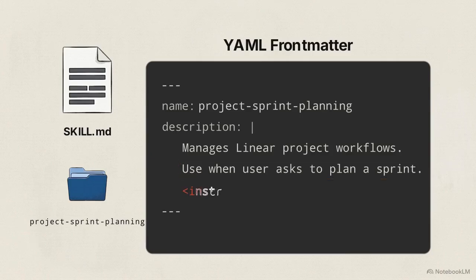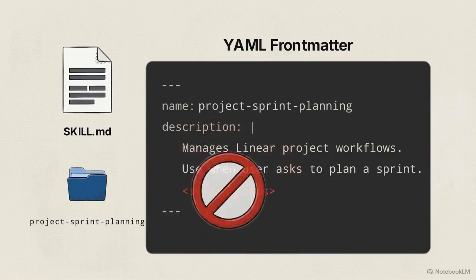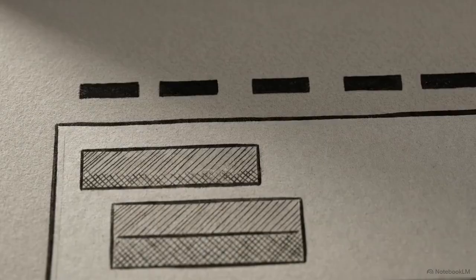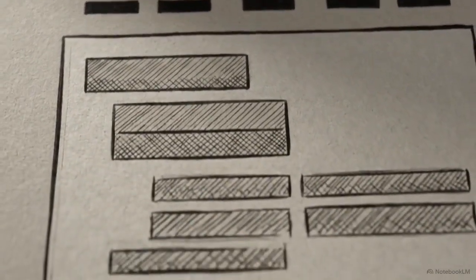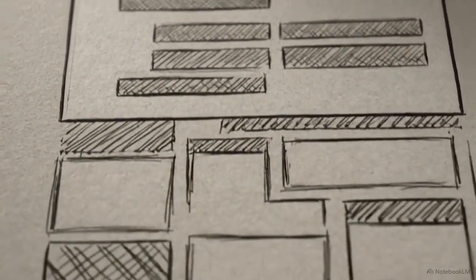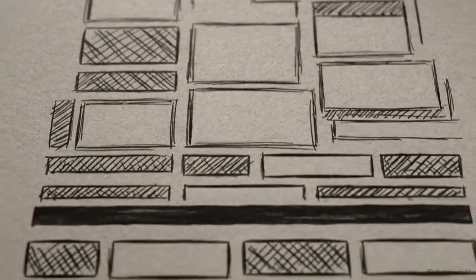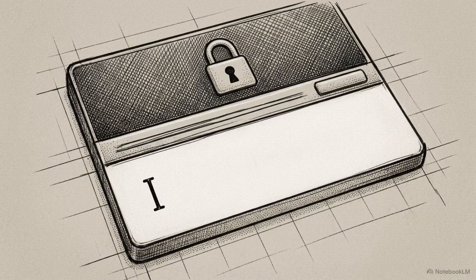Do not include any XML angle brackets in this front matter section. Because this metadata loads directly into Claude's system prompt, angle brackets will cause a syntax error and break your upload. Getting these delimiters, names, and descriptions perfectly formatted dictates whether your file remains a static document or actively triggers the AI.